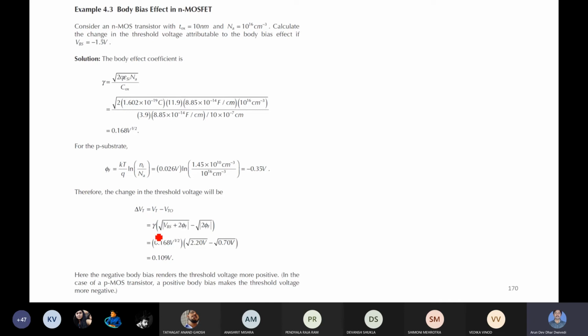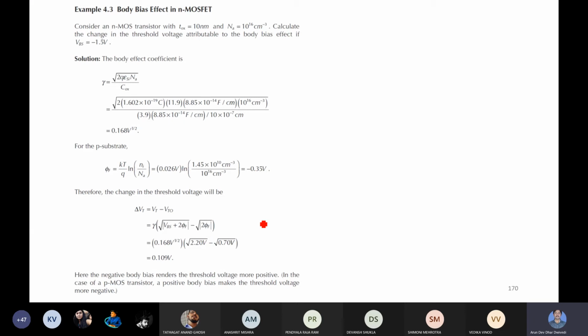This is given by the factor gamma times [under root of (Vsb plus 2 phi f) minus under root of mod of 2 phi f]. Sometimes 2 phi f is written as phi s. Here 2 phi f is equal to phi s. Neil W. Weste, the referred textbook, uses phi s: gamma times [root of (Vsb plus phi s) minus root of phi s]. So phi s is basically double phi f, because inversion is done.